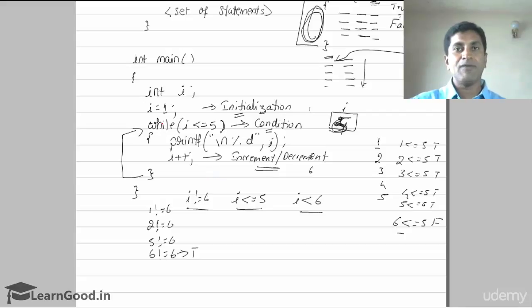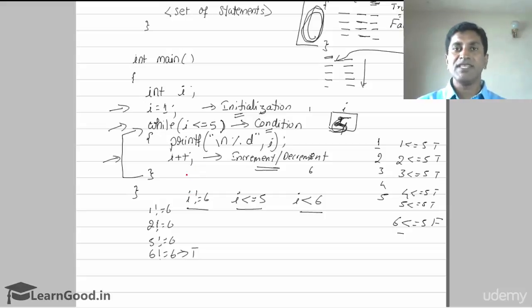Here I want to display from 1. So for that reason I have initialized I equals 1. And I want to stop at 5, so I have given the condition as I is less than or equal to 5. And then I want to increment it by 1, so for that reason I have given I plus plus. So this is a simple program which will display natural numbers from 1 to 5.